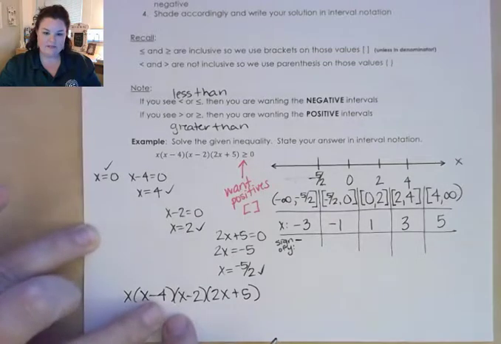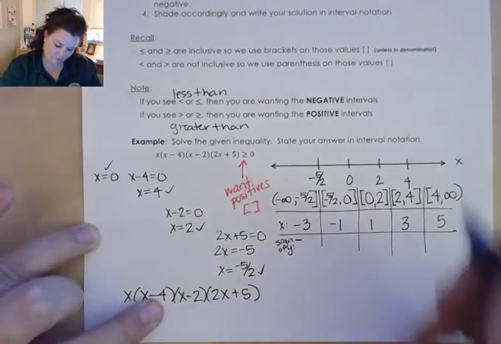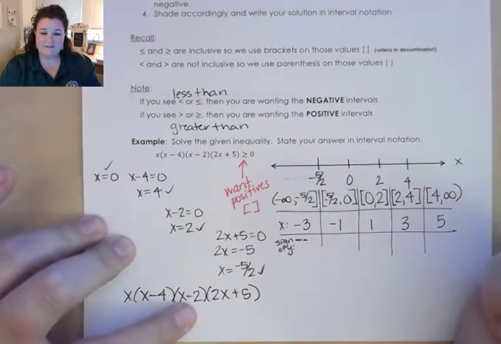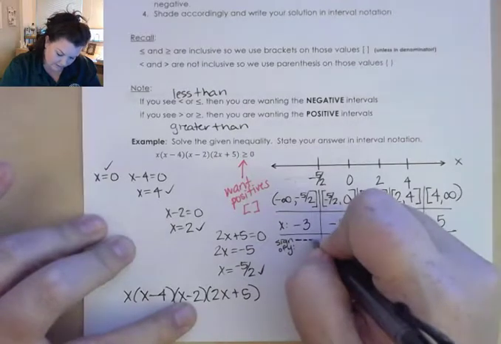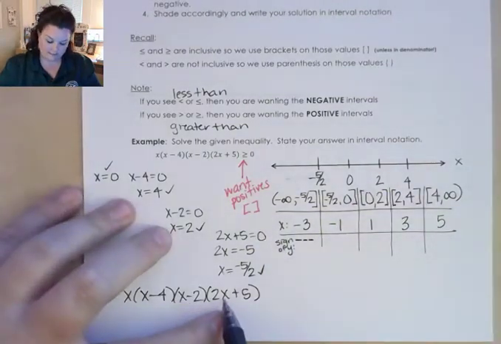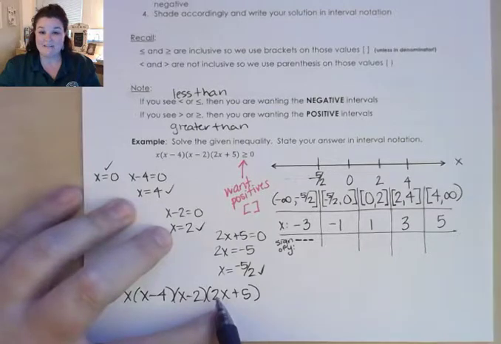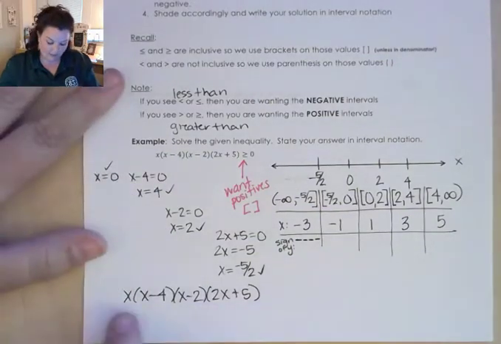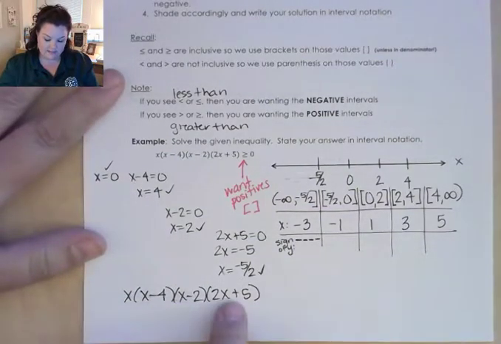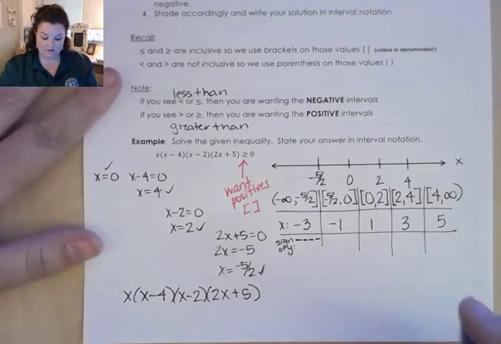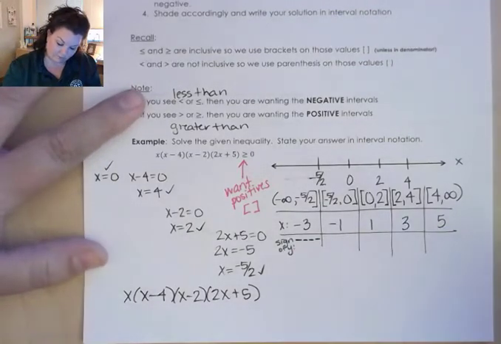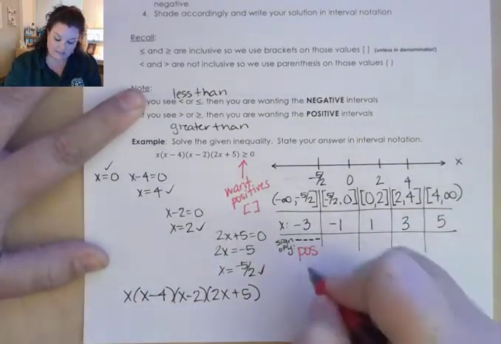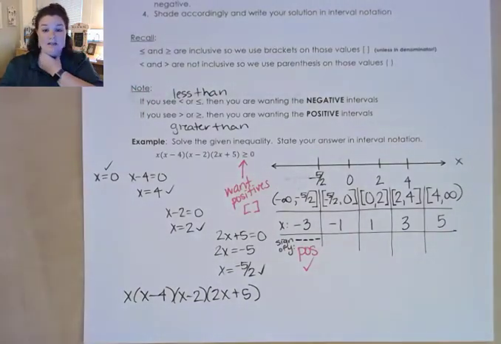When I plug in -3 into this next quantity, -3 minus 4, that's going to give me a negative. -3 in for this next quantity, -3 minus 2 is also going to give me a negative. And then when I plug -3 into this last quantity, -3 times 2 is -6, plus 5 is going to give me a negative. Okay, so if I plug -3 into all of these and they all end up negative, when I multiply 4 negatives together, that's going to give me a positive interval, right? And notice here, I want positive intervals. So that means that this interval is going to be part of my solution.